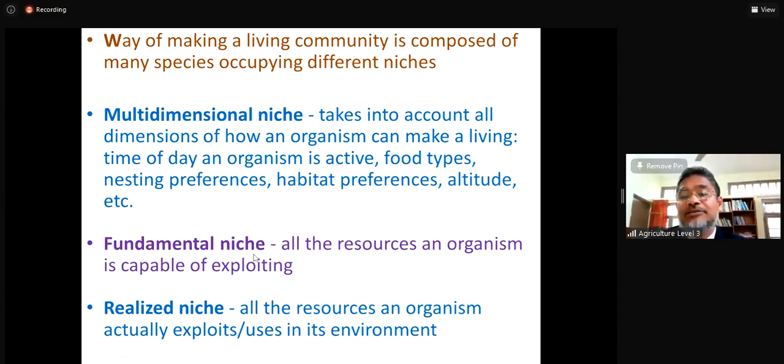Resources, there might be many resources, but the organism is not exploiting all the resources. That is called a realized niche.